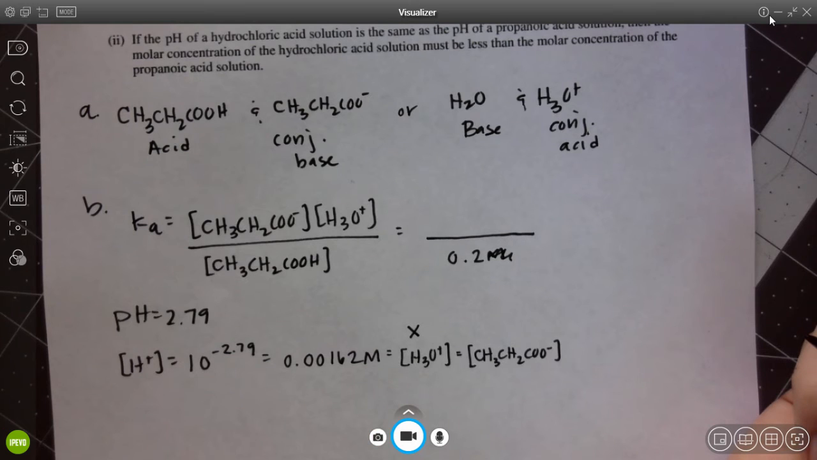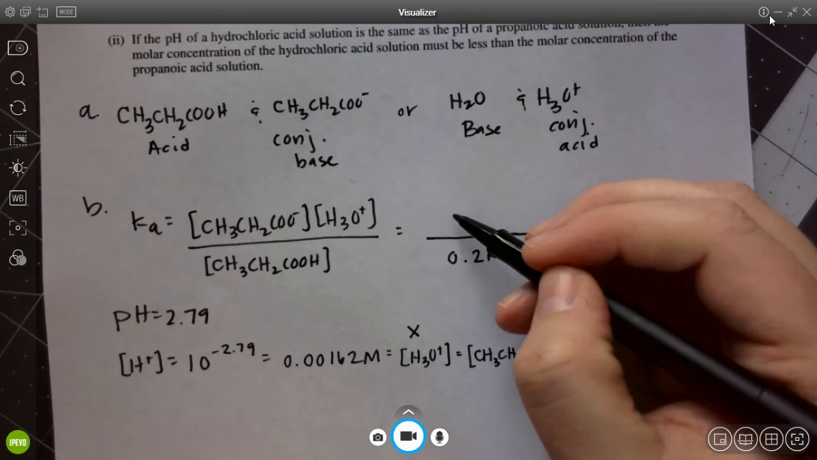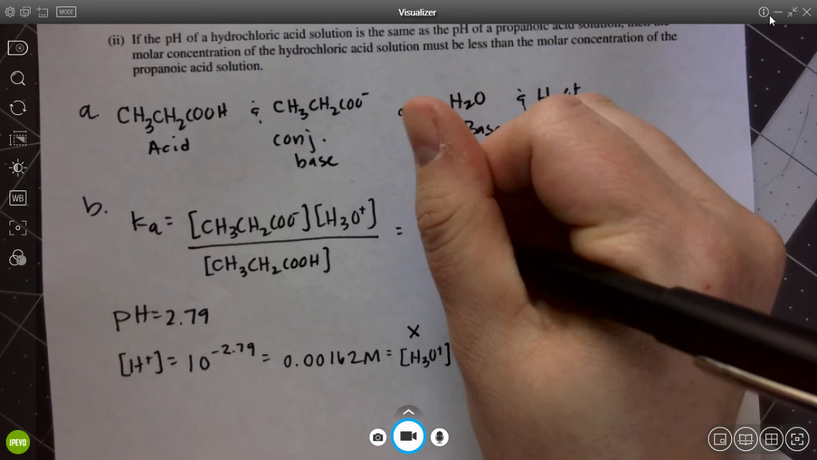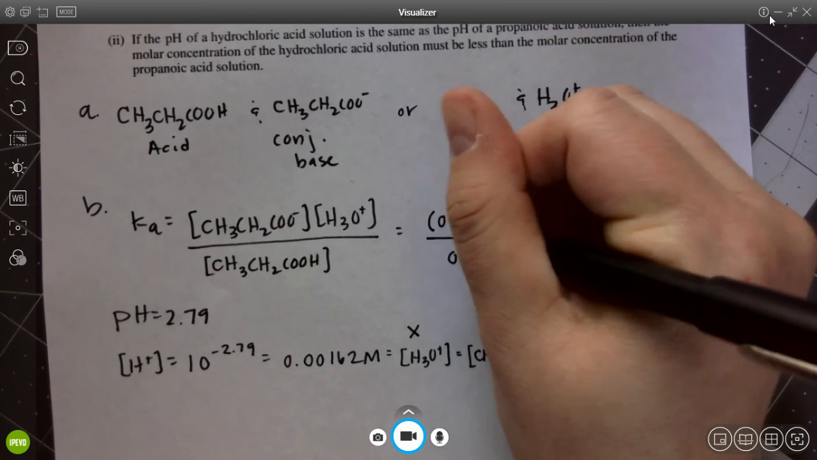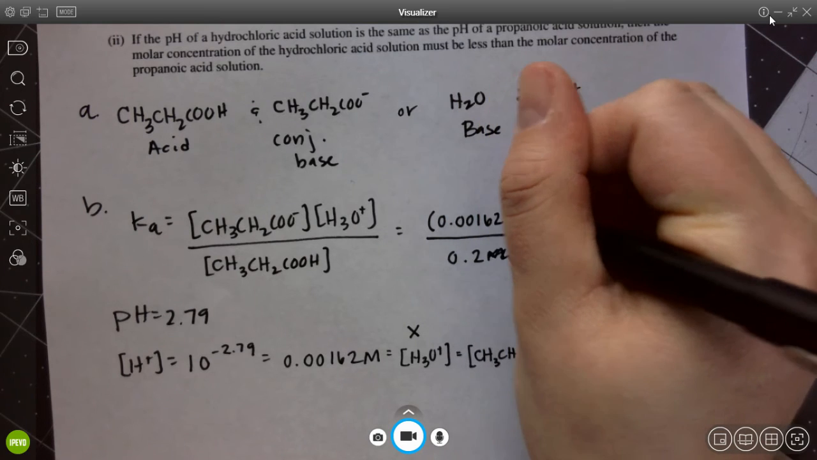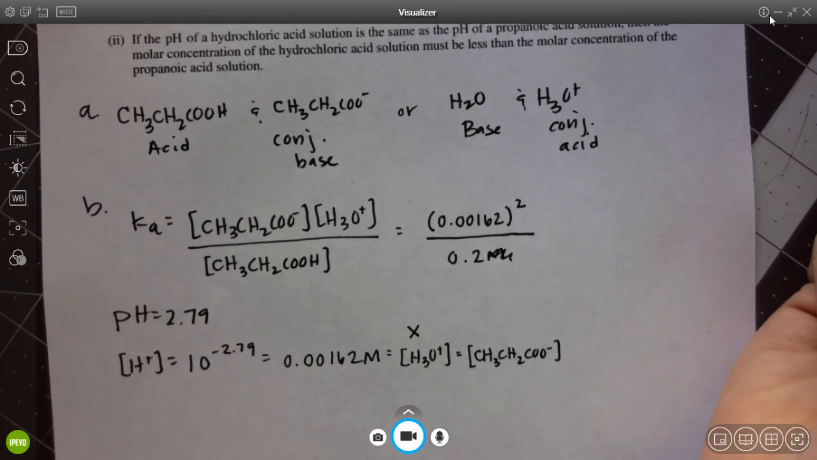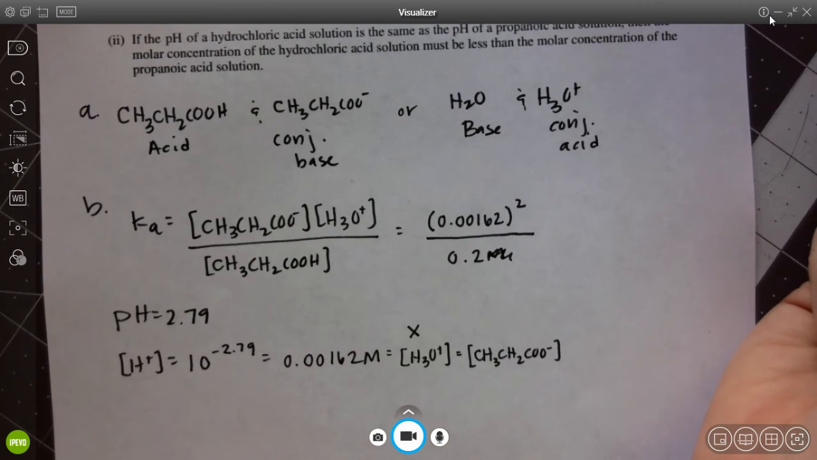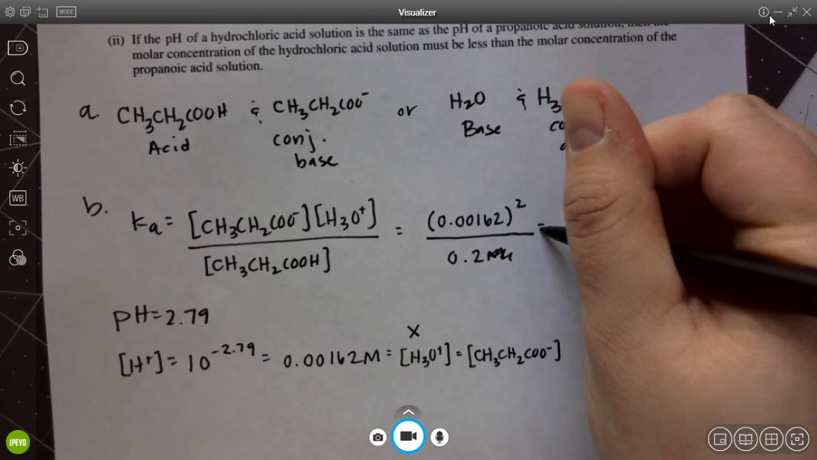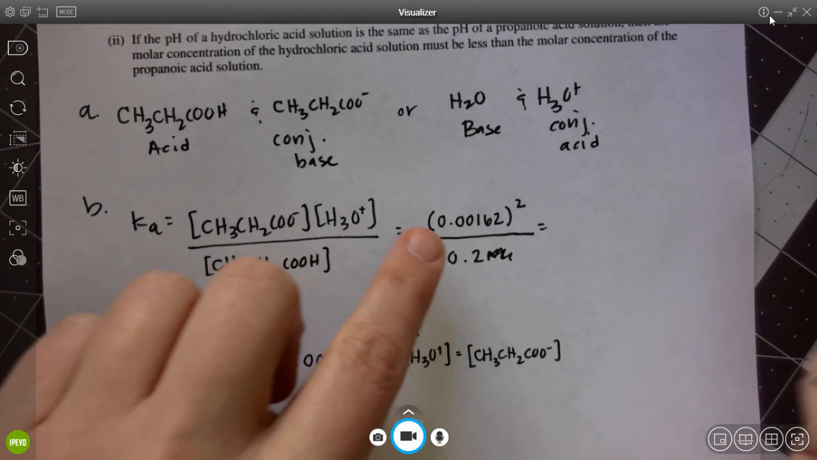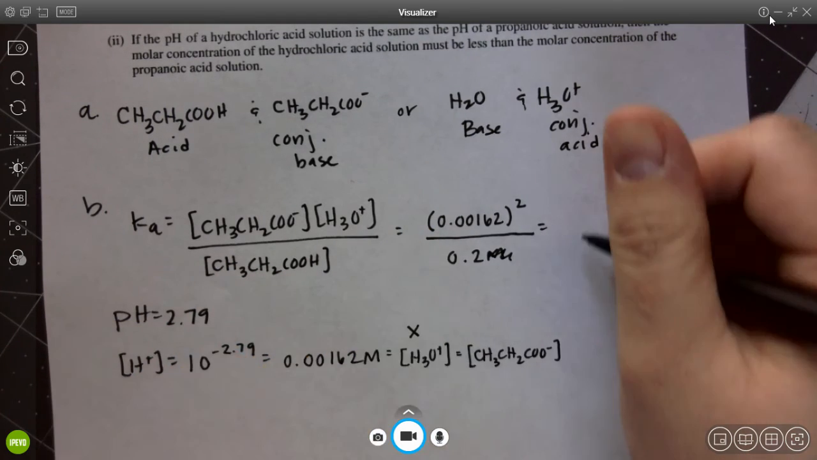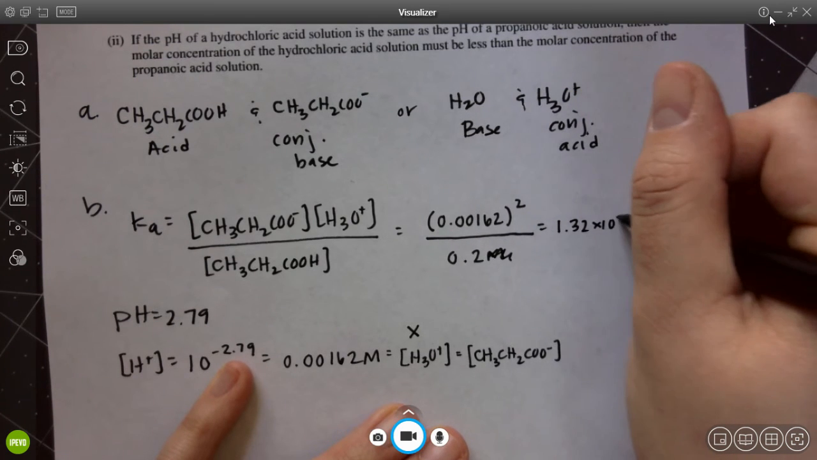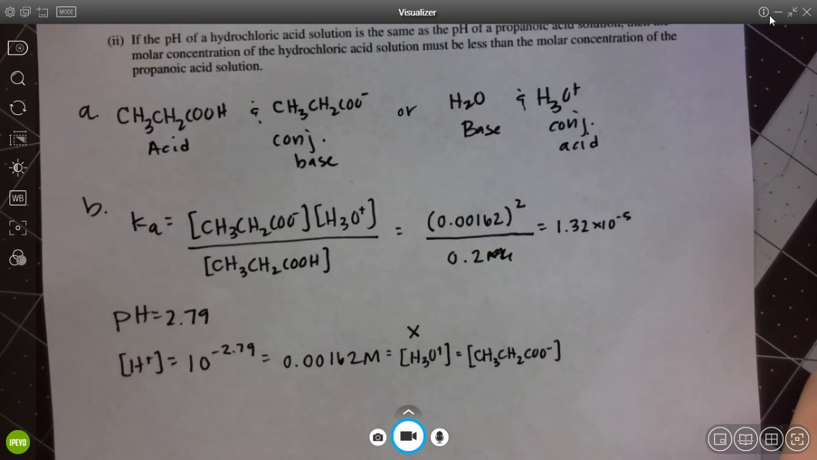When I set up my equilibrium expression, a lot of times this is set up as X squared when I'm finding my pH, but now I know my X. So I'm going to put those both in, 0.00162, and square them. If it feels icky to put it in as a squared, you could put them in separately, but it does the same thing. Then it's just plugging and chugging. I put these numbers into my calculator, and I get a K value of 1.32 times 10 to the negative fifth. That's my K value.